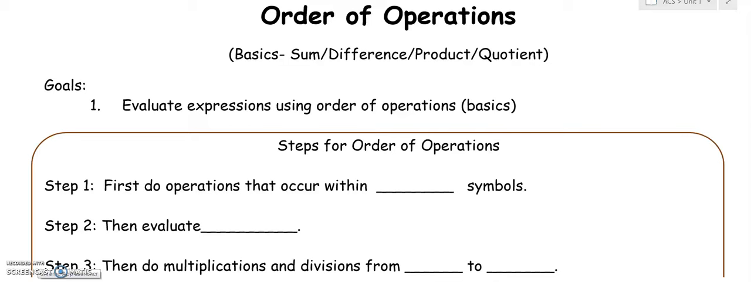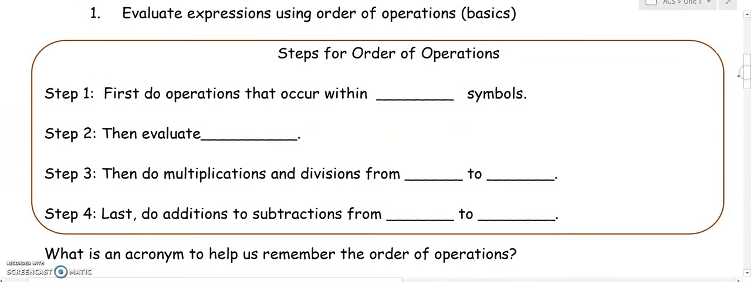This video is about order of operations. The goal of this video is to evaluate expressions using the order of operations. So let's review what the order of operations are. The first step in order of operations is to do anything that appears inside grouping symbols. Grouping symbols are most of the time seen as parentheses. Sometimes you can see them as a hard bracket.